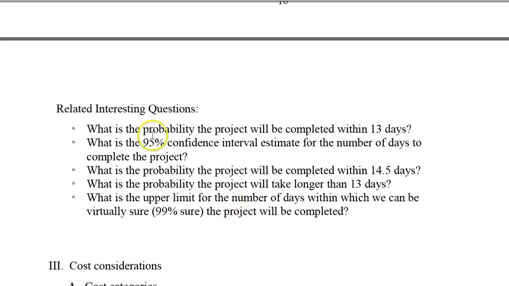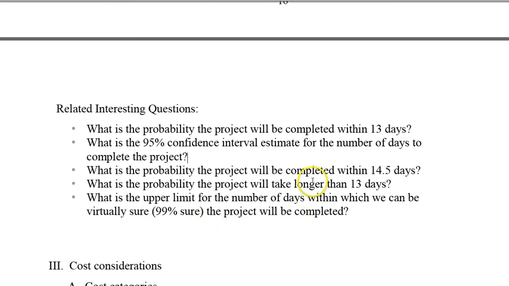Related questions. Now I can ask all sorts of questions. What is the probability that the project will be completed within 13 days? Can you find that? What is the 95% confidence interval estimate for the number of days to complete the project? So with 95% confidence, how many days do I have to complete the project? What is the probability the project will be completed within 14.5 days? What is the probability the project will take longer than 13 days? What is the upper limit on the number of days within which we can be virtually sure, 99% sure, that the project will be completed?